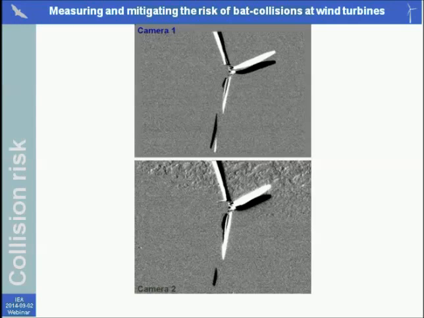Video evidence using thermal imagery has indicated that the vast majority of passes of bats are coming from the leeward side of the turbine, kind of from the back side. And so this might indicate where we could focus our deterrent technology and broadcast those signals to optimize that technology.